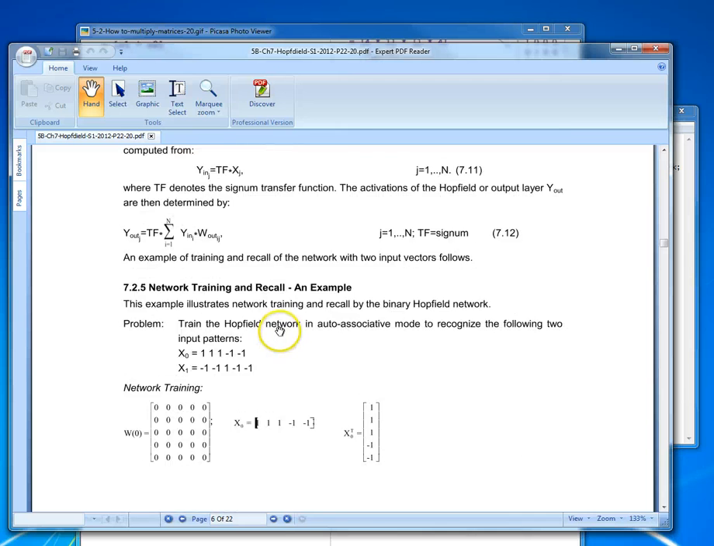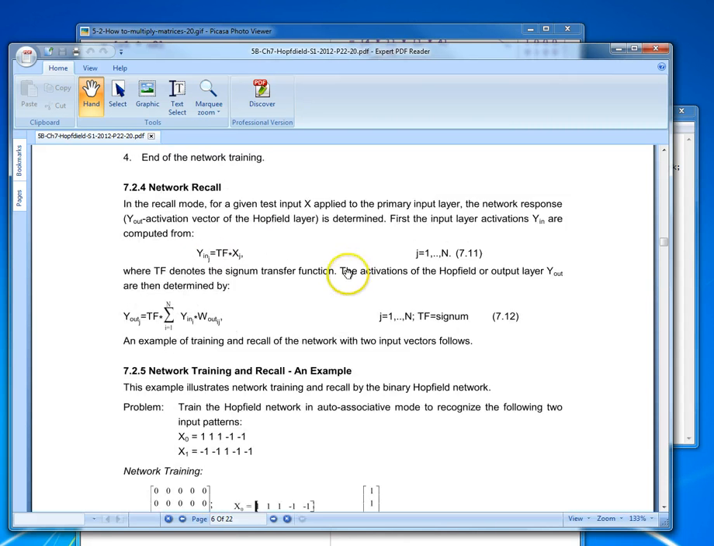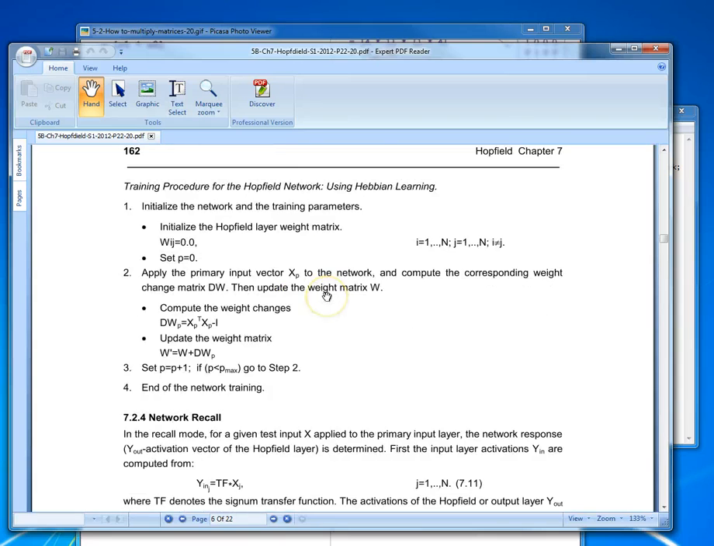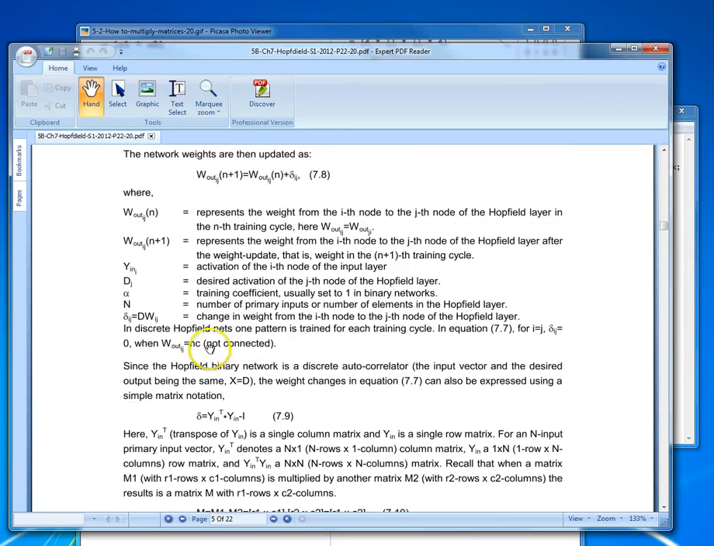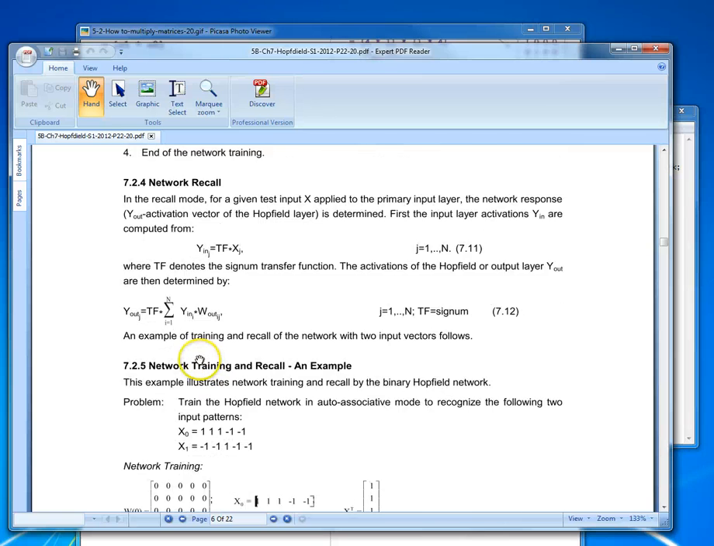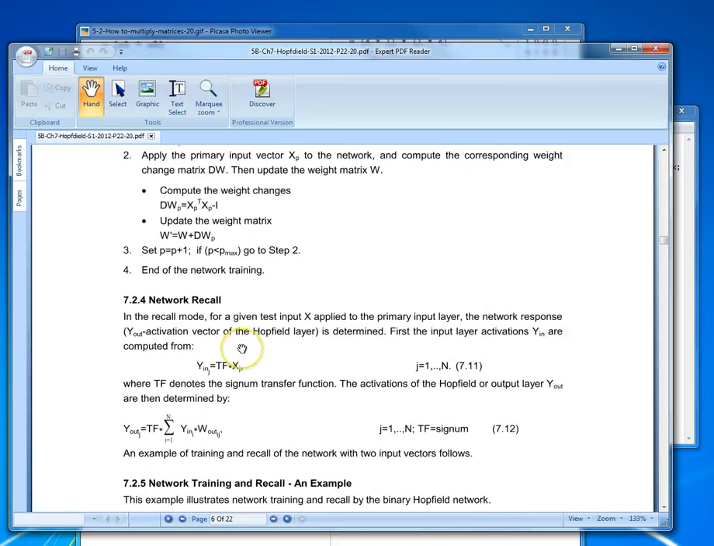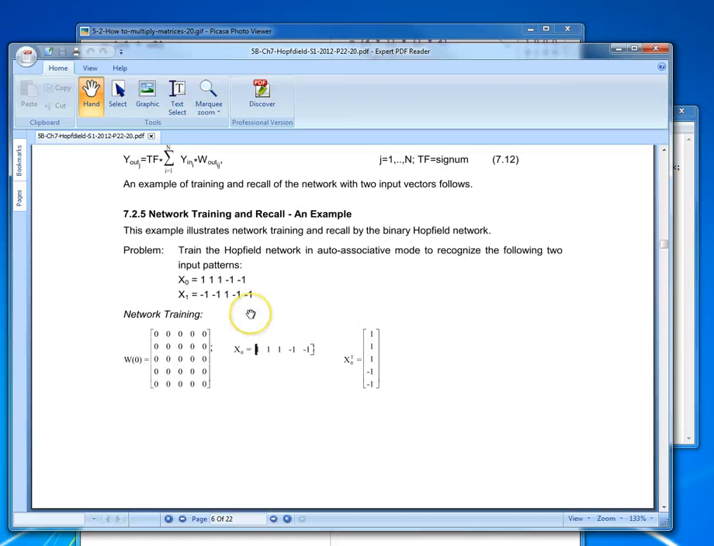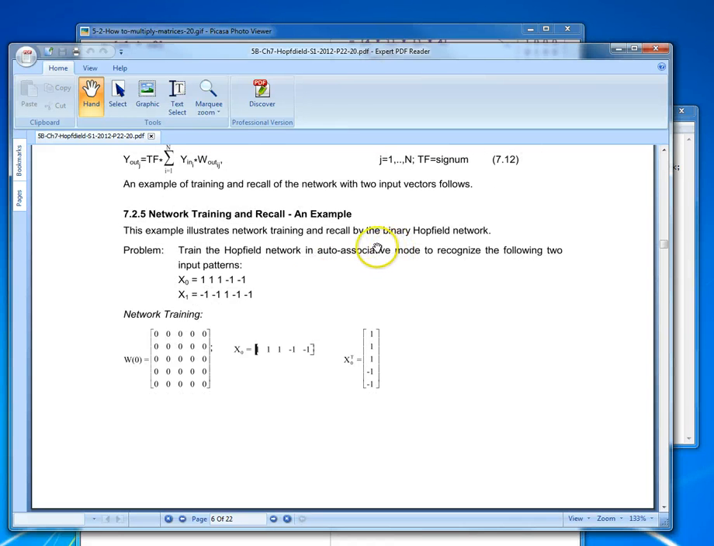Now let's look into one network training and recall with an example. Let us say that this is on page 162. Let's say that this is an example that illustrates how to do the Hopfield network training.